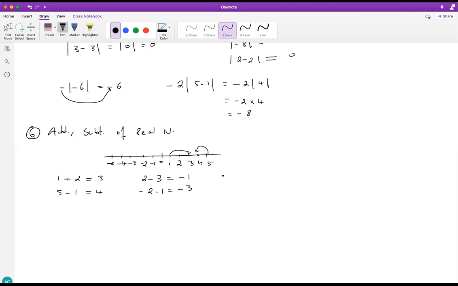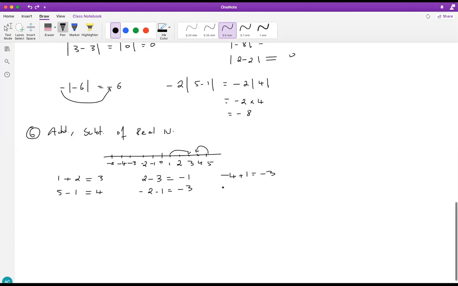You may also see something like this. So we can do another example. Say negative 4 plus 1. What do you think negative 4 plus 1 is? Negative 3. Very good. So we start from negative 4, which is here. We have an addition, so we go to the right once, and you get negative 3.